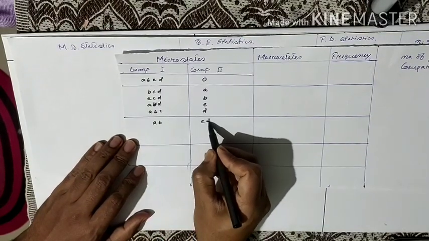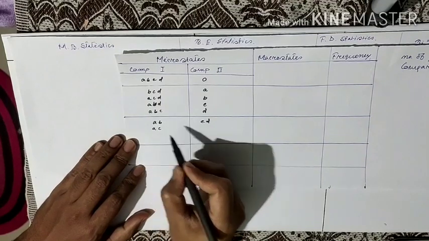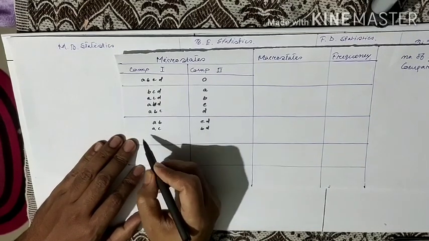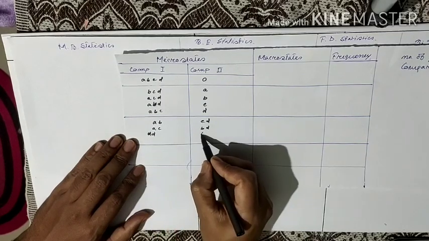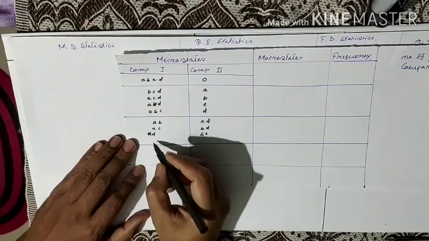A, B and C, D. A, C and B, D. A, D and B, C. B, C and A, D.